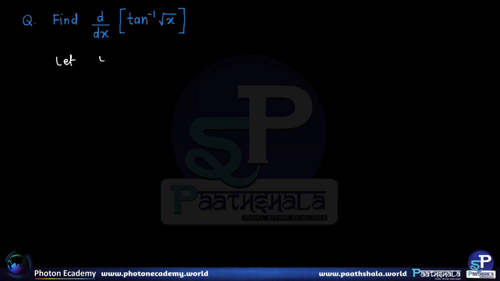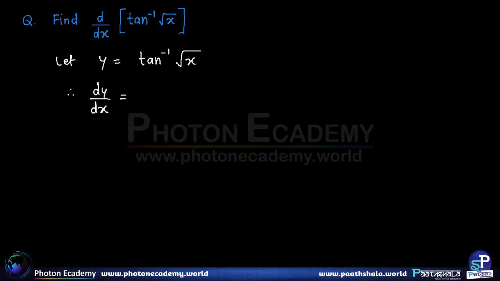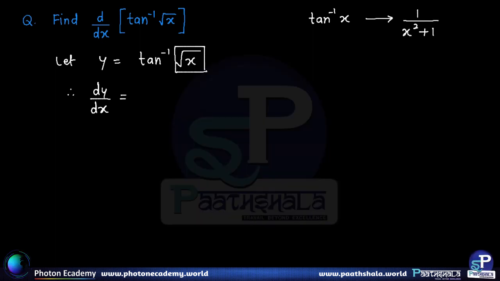So let us call the given function as, say, y, that is y equals tan inverse of root x. Therefore, to differentiate y, to use the chain rule, let us visualize that we have tan inverse of something. Okay? If it were tan inverse of just x, then its derivative would have been 1 upon x square plus 1. Right? But here it is something other than x, which is root x. So we'll have to further multiply by the derivative of root x using the chain rule.